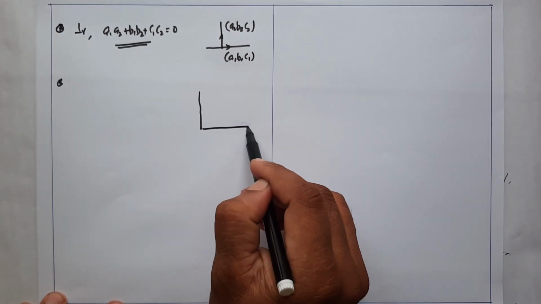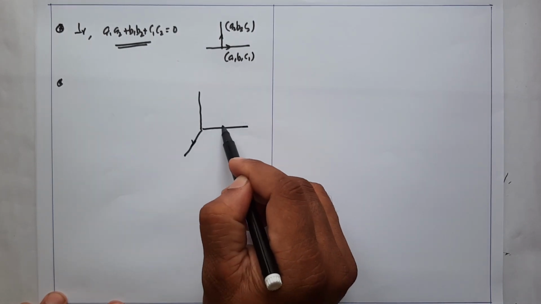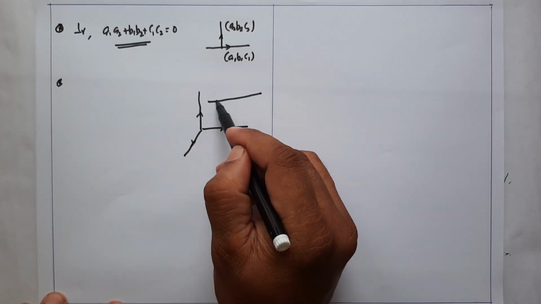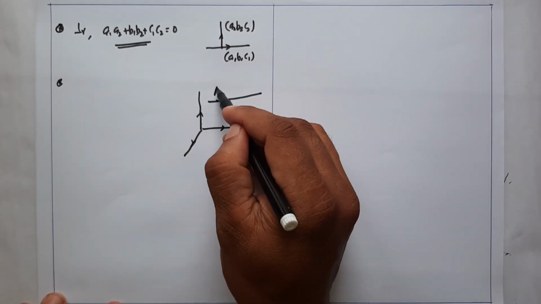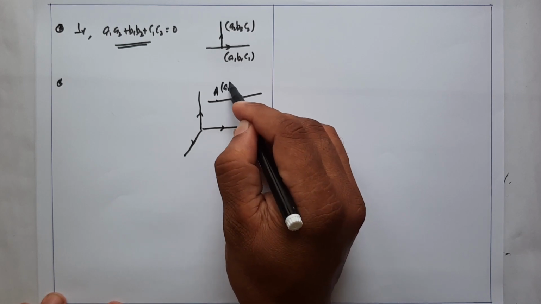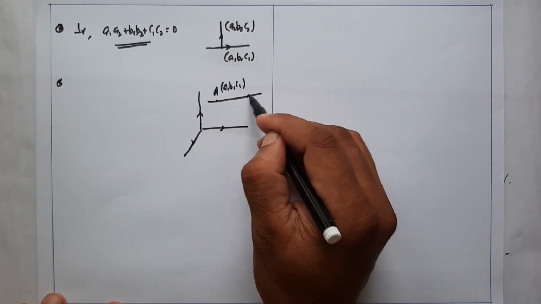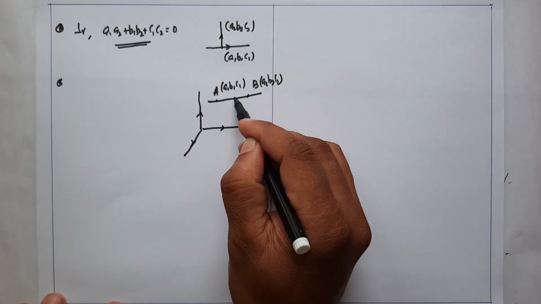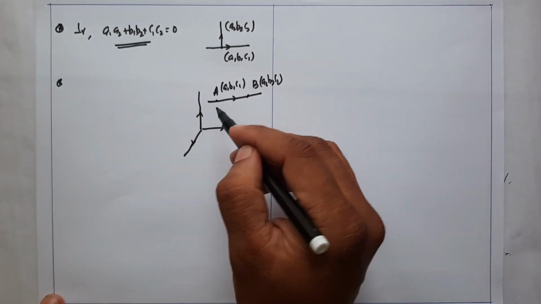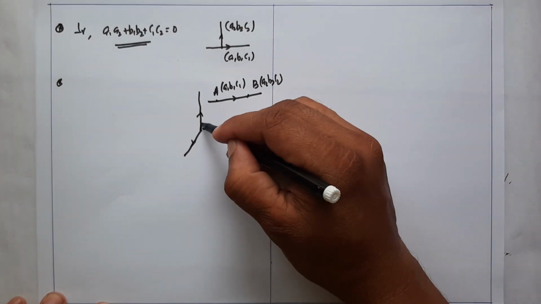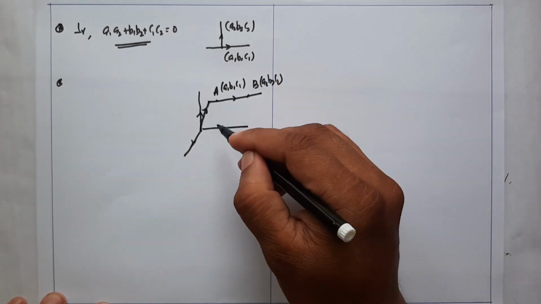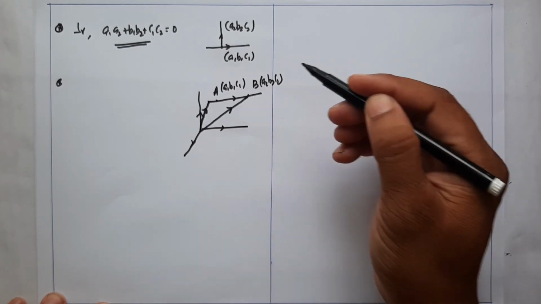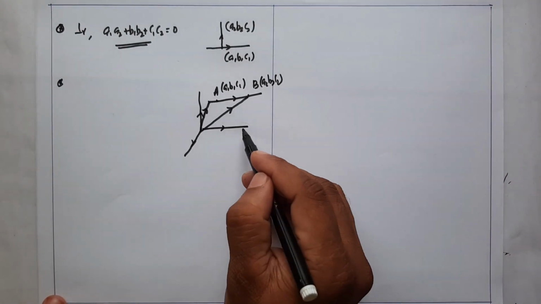Suppose in a three-dimensional space, we select a vector. That vector passes through the points a1, b1, c1 and the second point a2, b2, c2. Call it vector AB. The position vector of A is a1 i plus b1 j plus c1 k, and the position vector of B is a2 i plus b2 j plus c2 k.